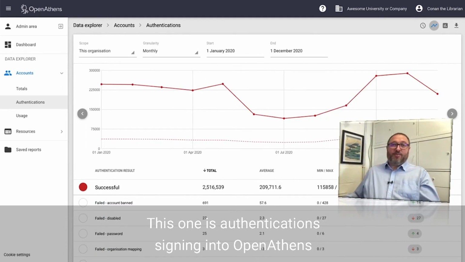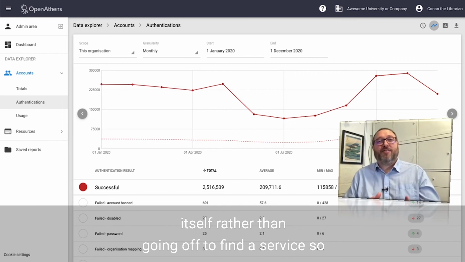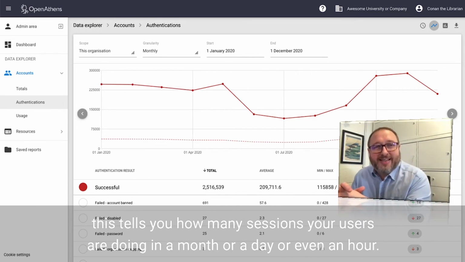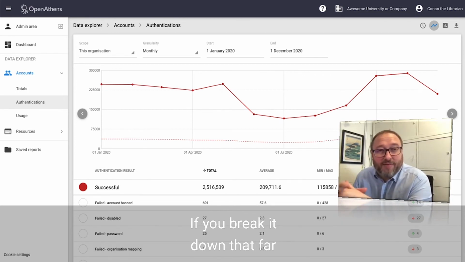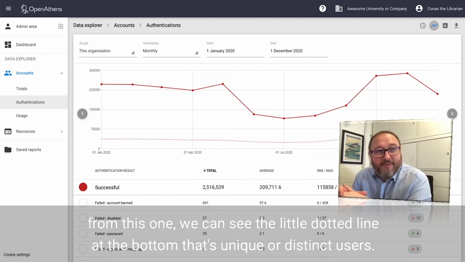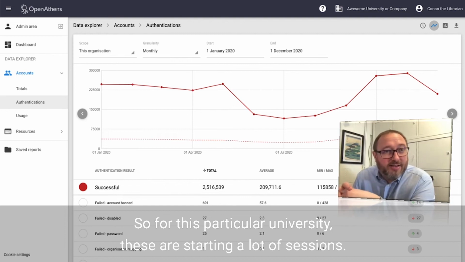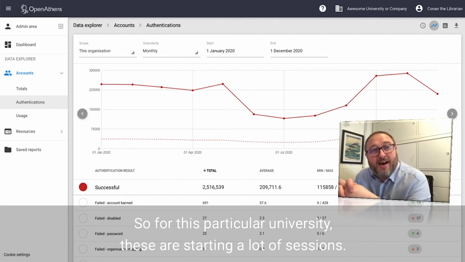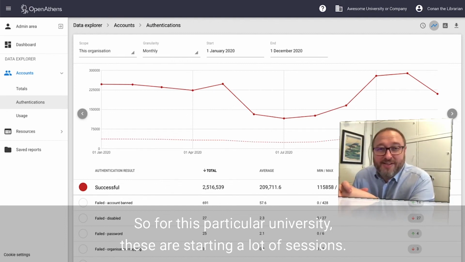This one is authentication, signing into OpenAthens itself rather than going off to a vendor service. So this tells you how many sessions your users are doing in a month or a day or even an hour if you break it down that far. And from this one we can see the little dotted line at the bottom, that's unique or distinct users. So for this particular university the users are starting a lot of sessions.